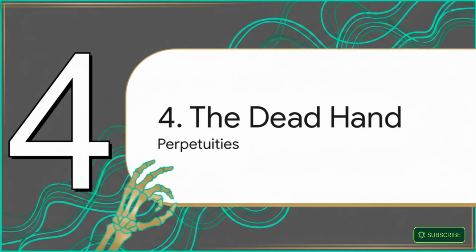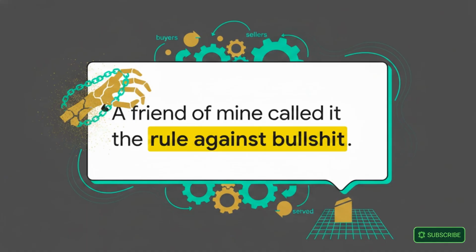Which brings us to phase 4, the dead hand, perpetuities. Take a deep breath for this one. You know, a law student on a forum once called this the rule against bullshit. And honestly, it hits the nail right on the head.